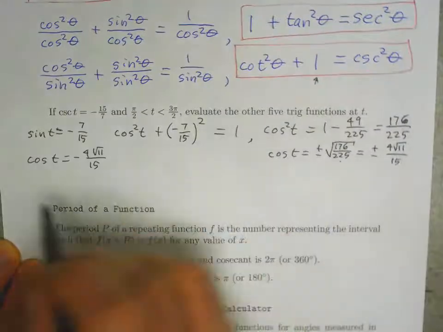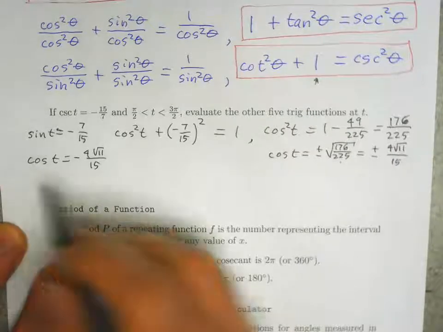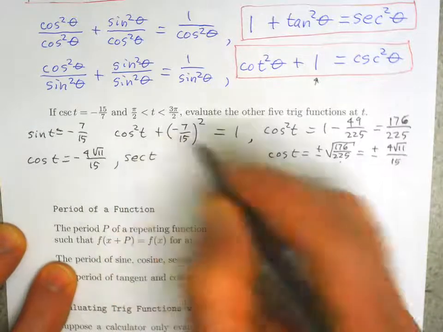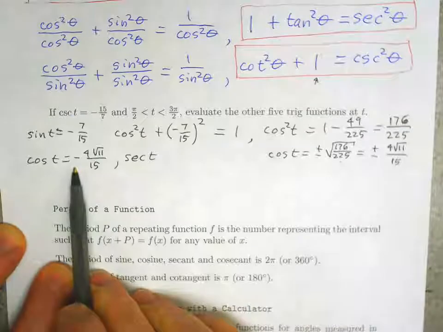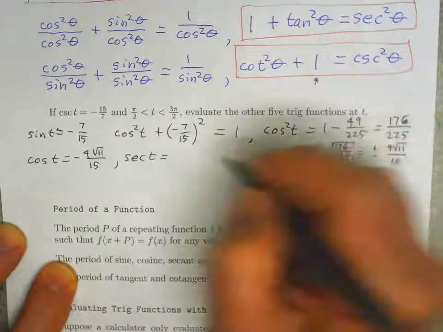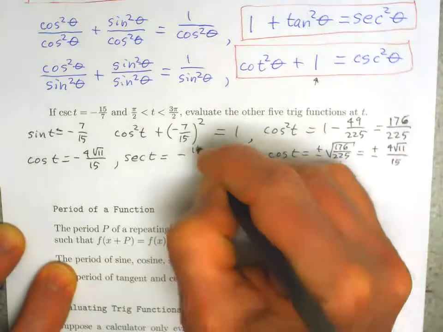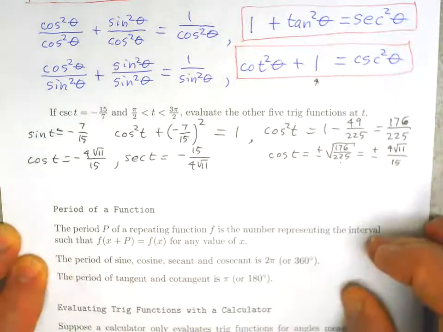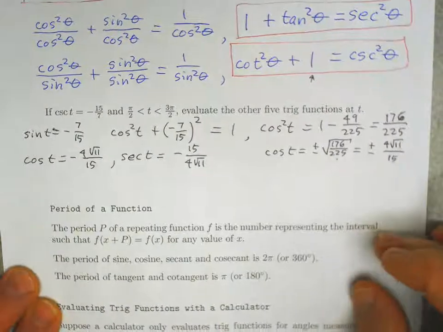Okay, so now we know what the reciprocal of cosine is for this one. Secant of t is the reciprocal of negative 4 times the square root of 11/15. So secant of t is negative 15/4 times the square root of 11. And we just have a couple more.